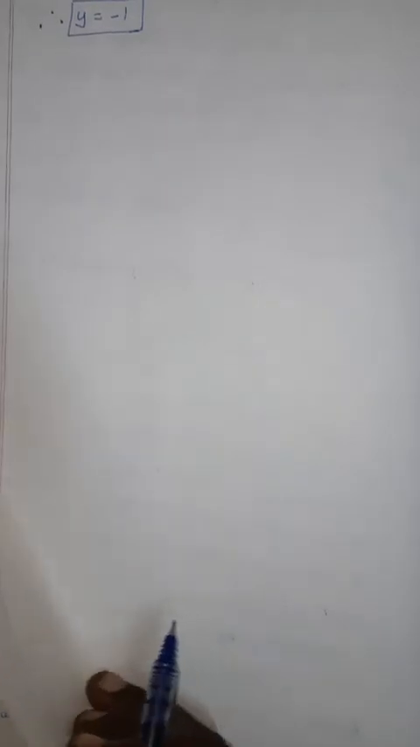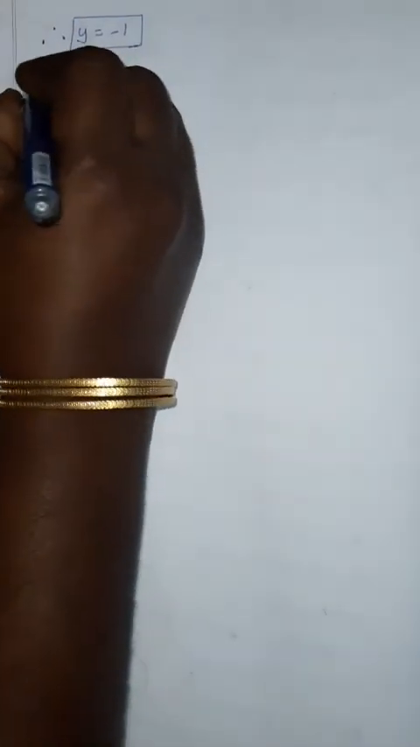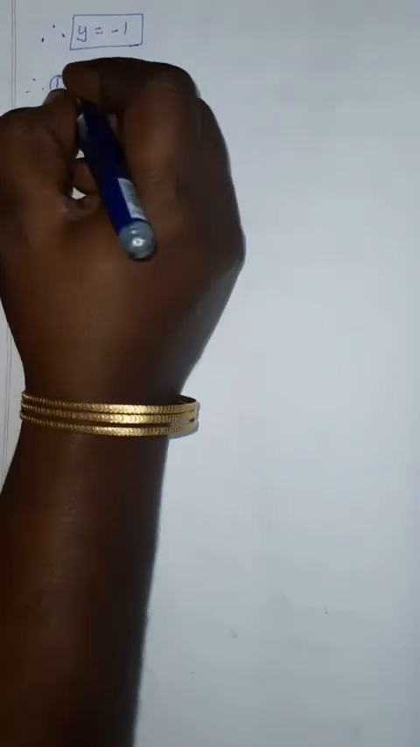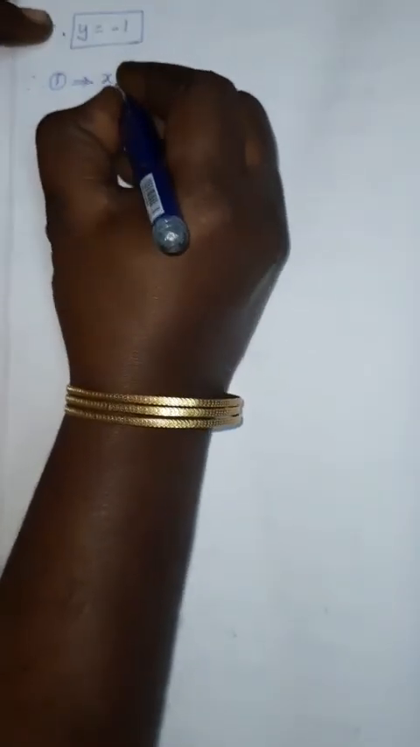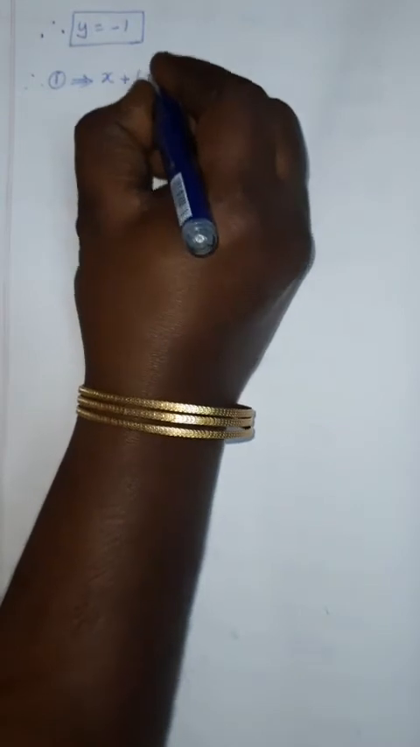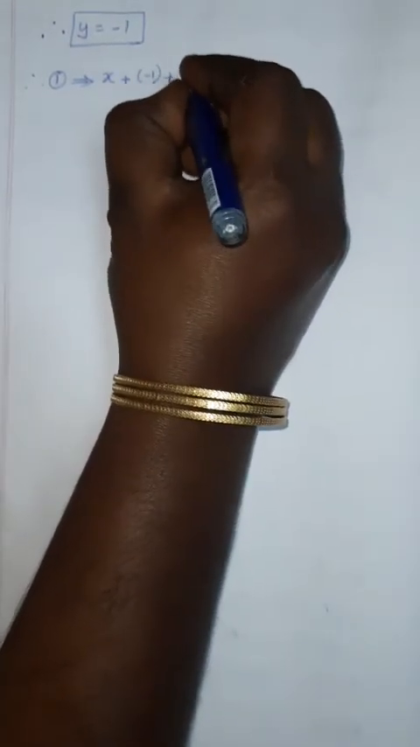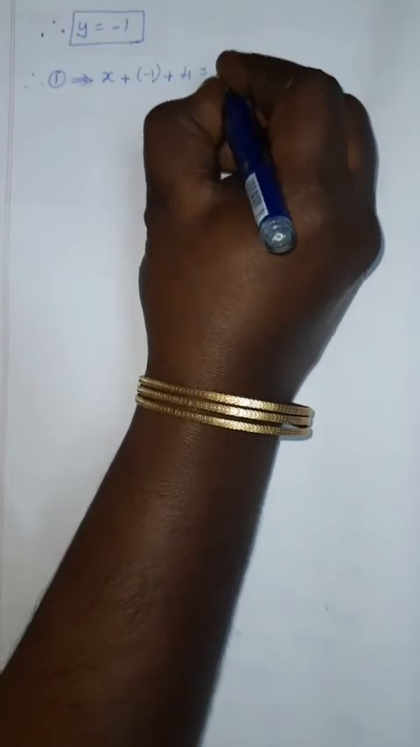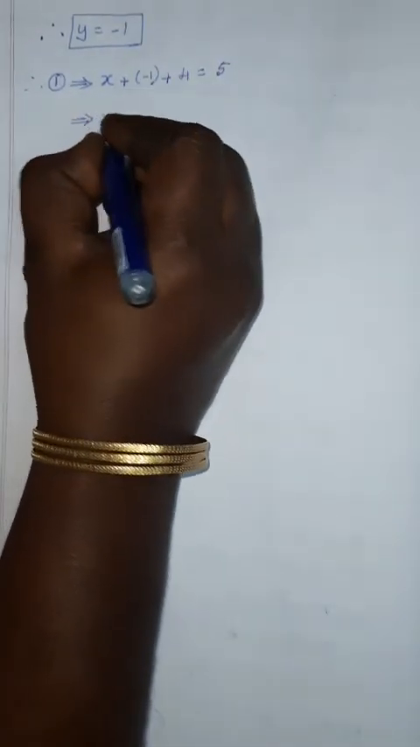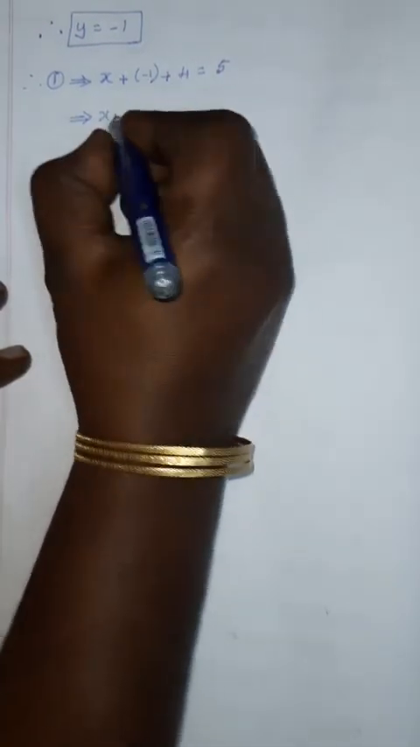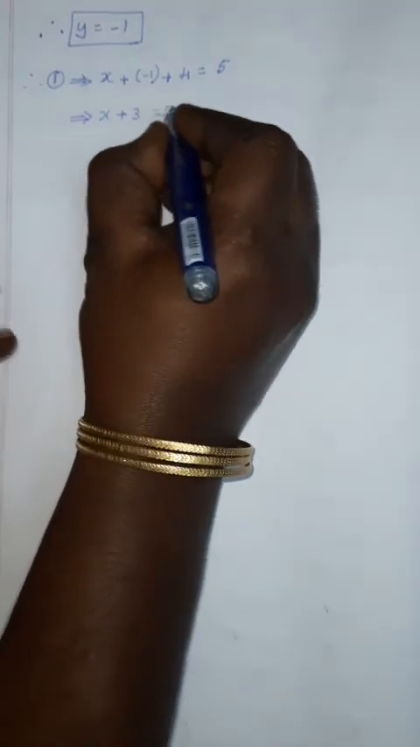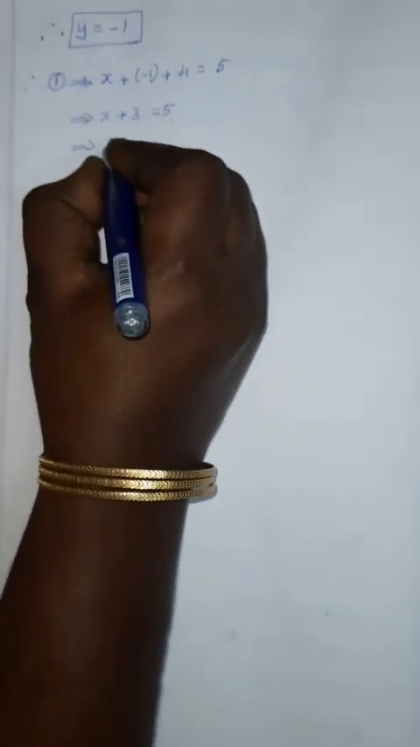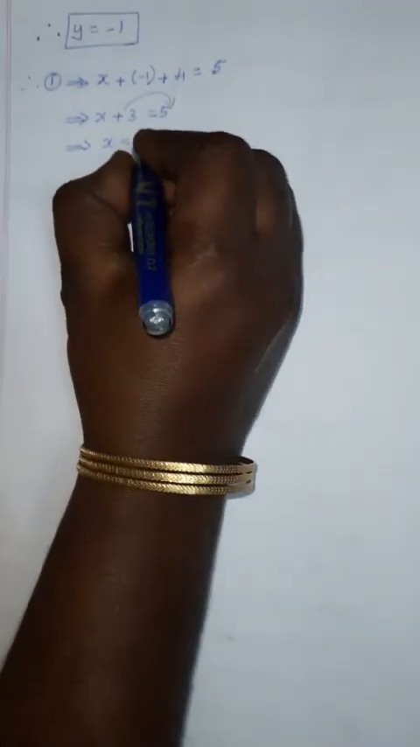First equation is x plus y plus z is equal to 5. So we can substitute. Therefore equation 1 implies x plus y value, which is minus 1, plus z value, which is 4, equal to 5, which implies x plus minus 1 plus 4, it is plus 3 equal to 5. So what is the x value? x is equal to, when you take this plus 3 to the other side, it is minus 3. So 5 minus 3 is 2.